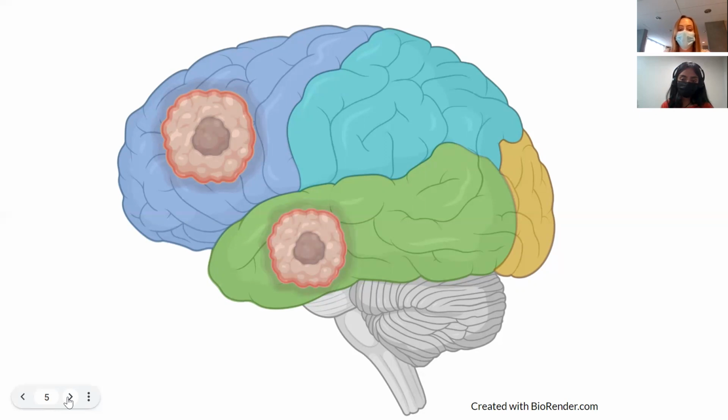So I hope seeing this visually helps you understand exactly where in the brain these tumors are most likely to be located and how this might affect some of the symptoms that they cause.